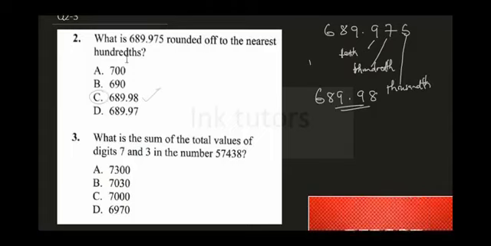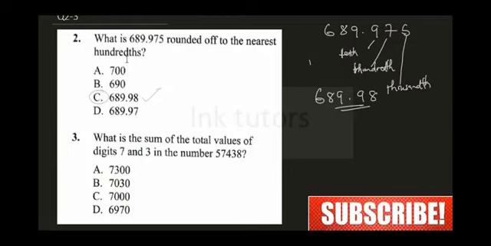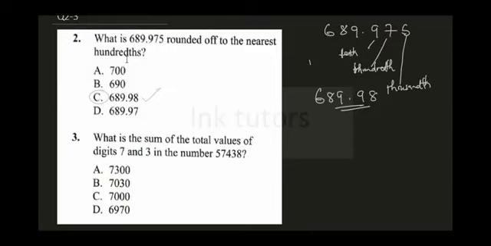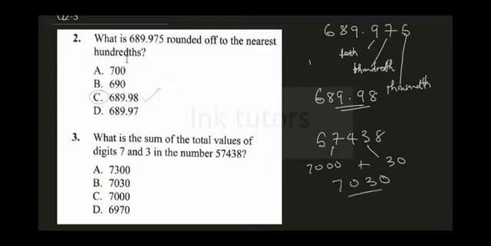Now, what is the sum of the total values of digits 7 and 3 in the number 57438? Now, 7 here represents, in 57438, this is what? 7,000, and this is what? 30. So when you sum it up, this is going to give you 7,030. Final answer. So the correct answer here is going to be B. So I'll circle my B.